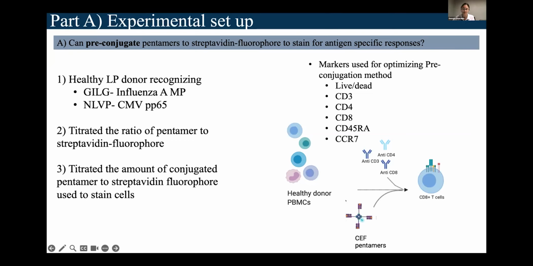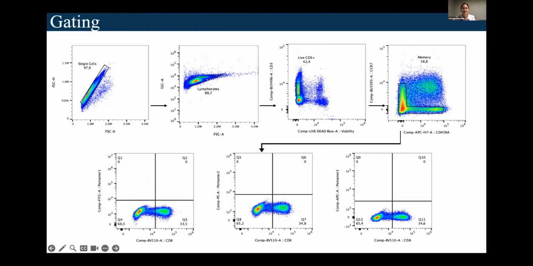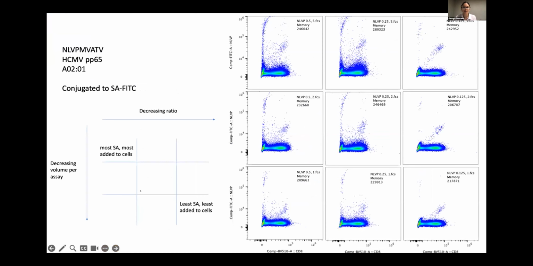So in following slides, I'll show you what it looks like with 2 different pentamers on 2 different fluorophores. Briefly, our gating strategy. So we originally looked to do this with FITC, PE, and APC, but we moved forward with APC and PE for our final panel. So this is FITC on that CMV immunodominant MHC class 1 epitope. And this is just a legend of how to read this figure.